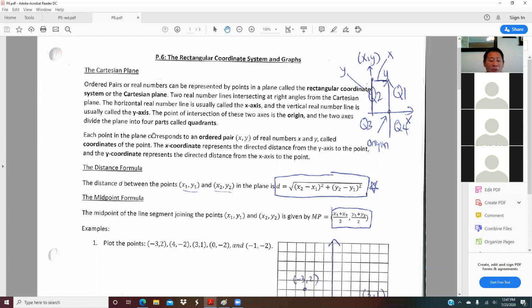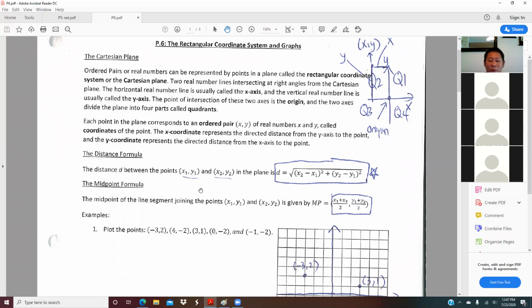The main part is to use the distance formula and midpoint formula. Yes, these 2 formulas, you have to either know it or memorize it. How do we use this? Okay, the distance formula means that if I give you 2 points, you need to find the distance between these 2 points. The formula is the square root of x2 minus x1 squared plus y2 minus y1 squared. It looks very similar to your Pythagorean theorem, a squared plus b squared equals c squared. I just take the square root, so it looks like that.